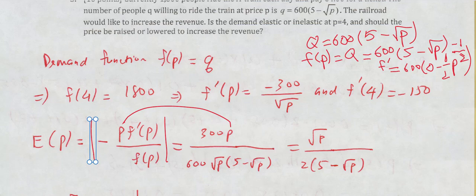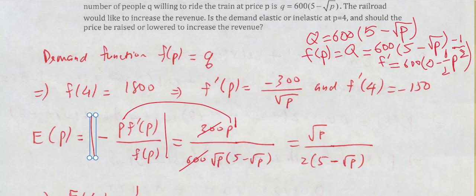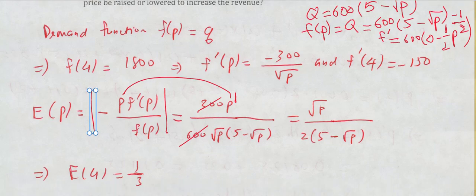And then doing the simplification, divide the top by 300 and 600 by 300, we got 2 at the bottom. And this is p to the first power, this is to the 1/2, so they have the same base p. We are dividing them, that means we subtract the exponents, or 1 minus 1/2, which gives me 1/2 on the top, or it's just radical of p. And at the bottom is still again 5 minus radical of p. And that is the expression for the elasticity of demand.